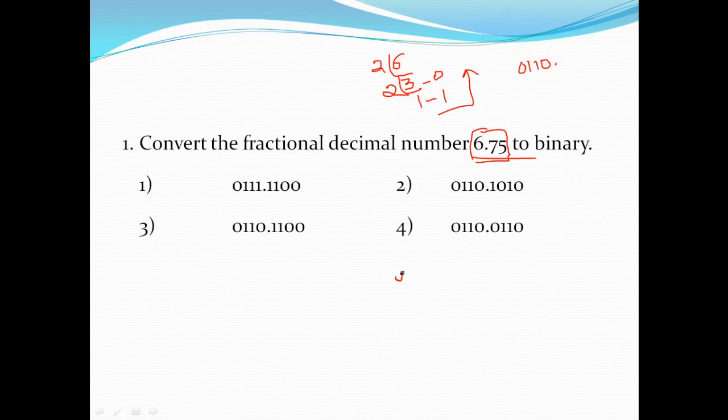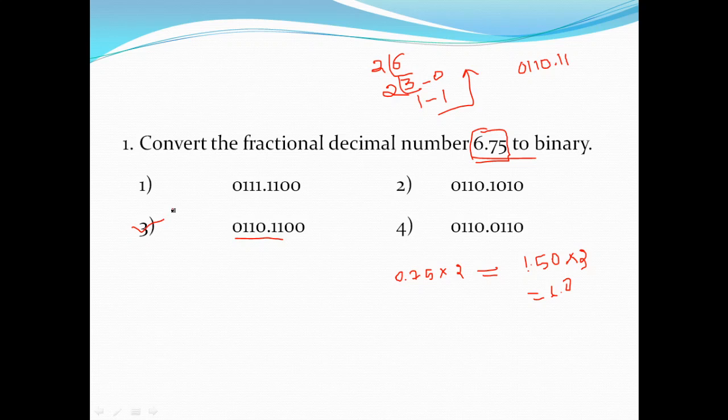And coming to the fractional part, this fractional number is going to be multiplied by 2, right? After multiplying we get 1.50, so we can append this 1 to the output. Then again multiply this 0.50 by 2, and we get 1.0. Again this 1 is appended to the output. So 0110.11 is the required output.